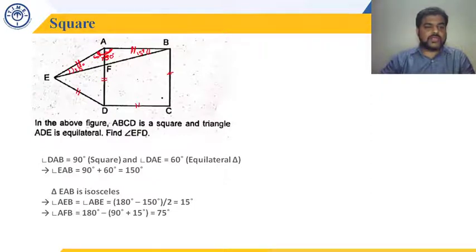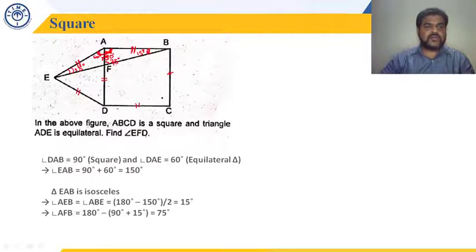So angle AFB. What will be angle AFB? So now remember, this angle was 90 degrees. This angle was 90 degrees, and this comes out to be 15 degrees. So what about this angle? 180 minus 90 minus 15. Okay. 180 minus, inside the bracket you can write the sum of 90 plus 15. So this angle is 75 degrees. Fine. This angle is 75 degrees.